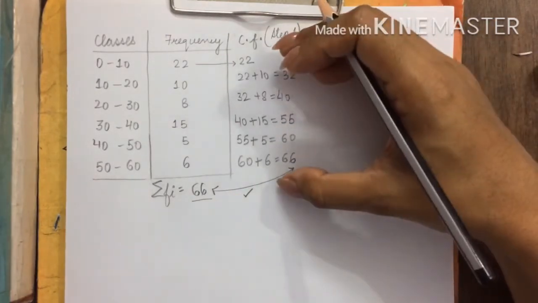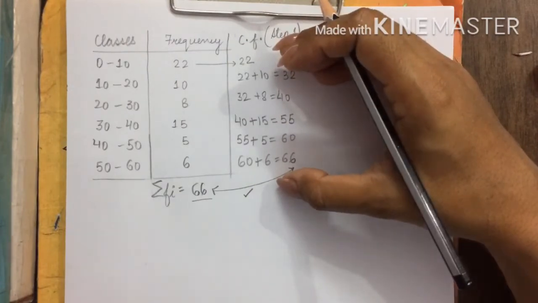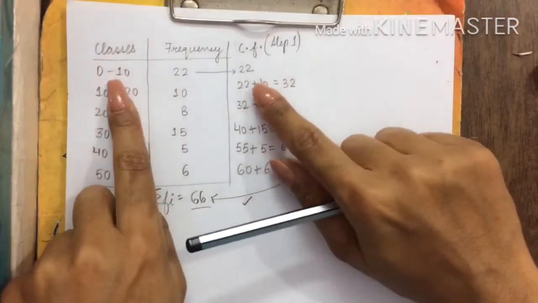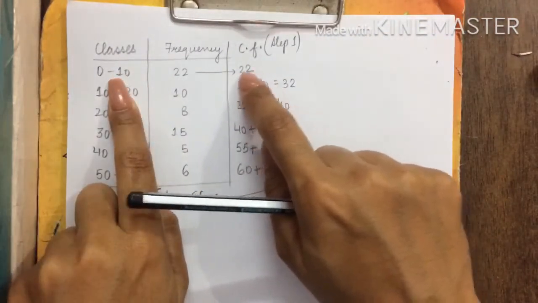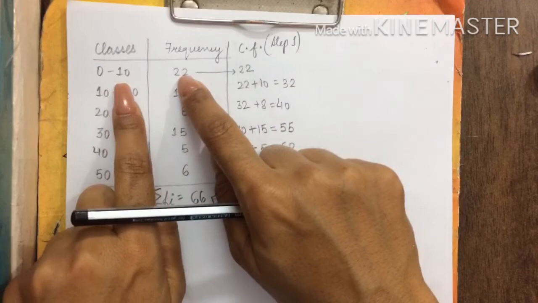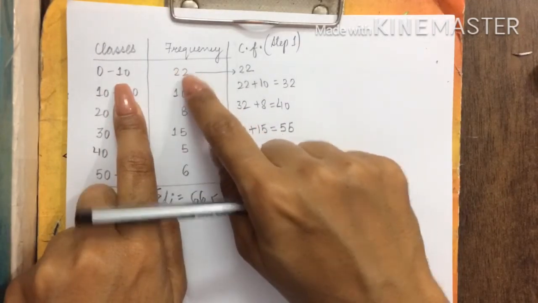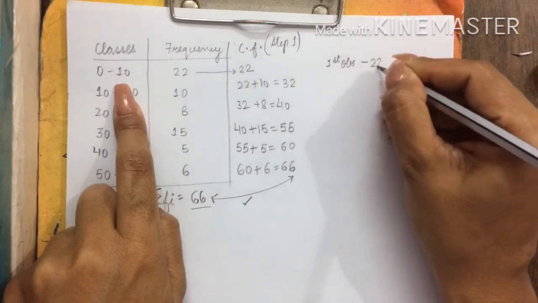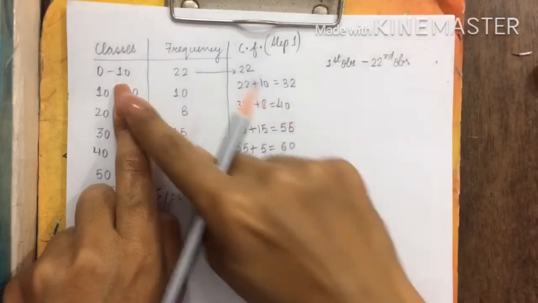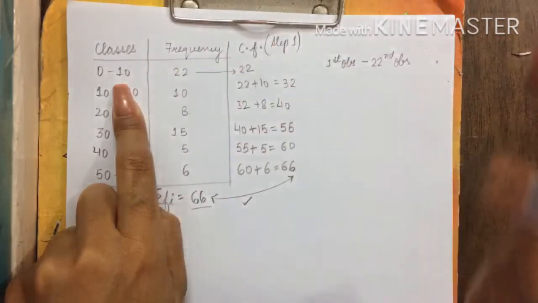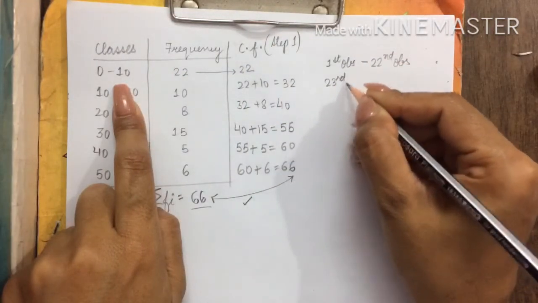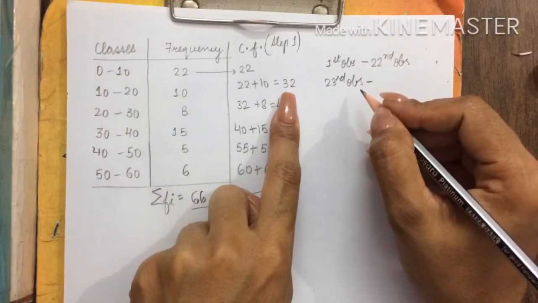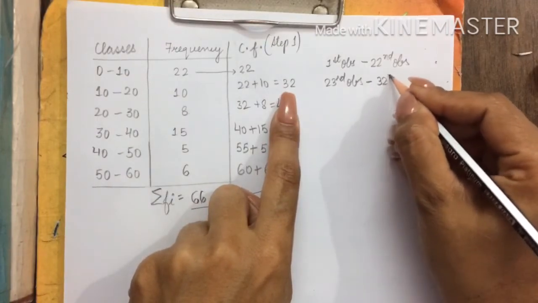Now going back, let us revise how cumulative frequency helps us. In the first class there were 22 observations. So the first observation to the 22nd observation belong to this class. Then from the 23rd observation up to, look at the cumulative frequency, the 32nd observation.